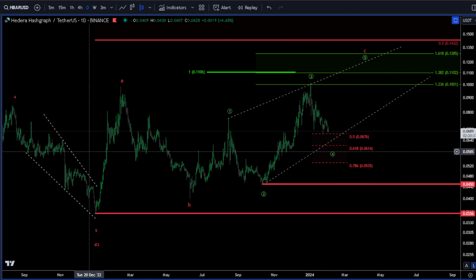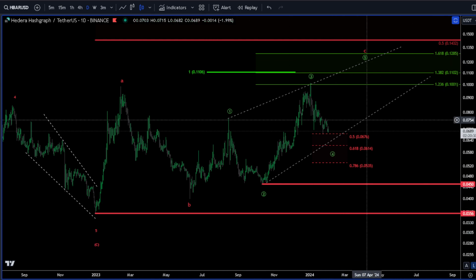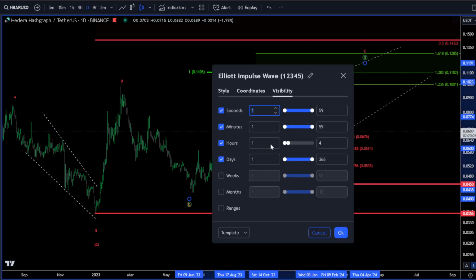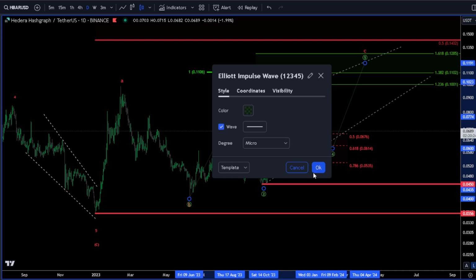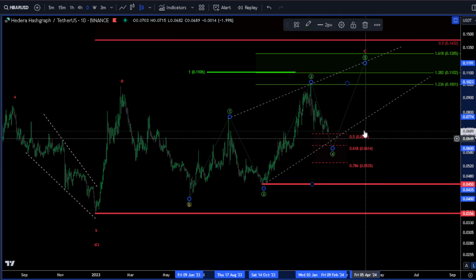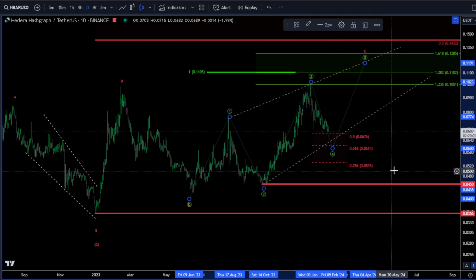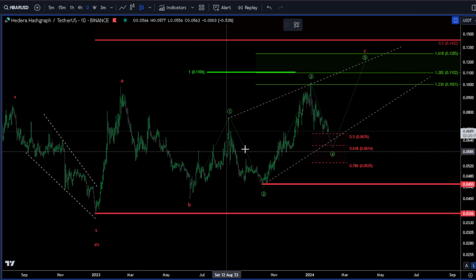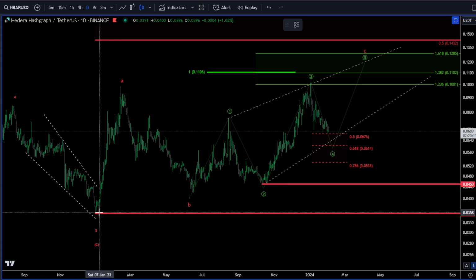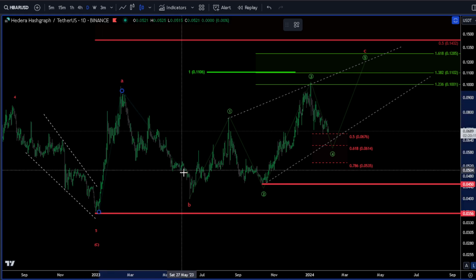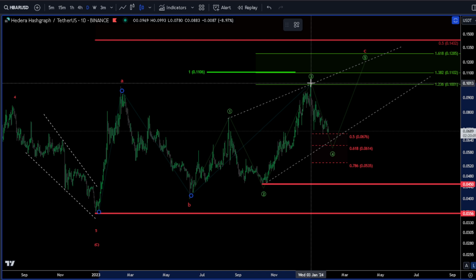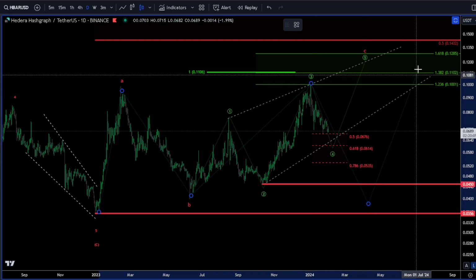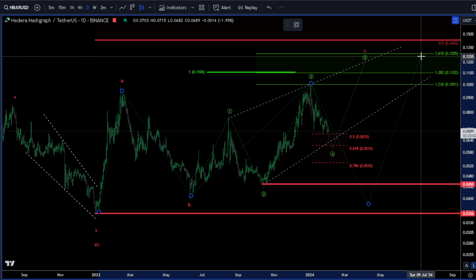Now, going off this current count, I've been updating that this could end up being an ending diagonal for a larger C wave, like so. We're coming close to that pivot area that needs to hold before this count falls apart. And just to be clear, my alternative is if this falls apart, this would be an A. This would be all a corrective pattern as an A, B, C, as a flat, and then we make a C wave to the upside like so.